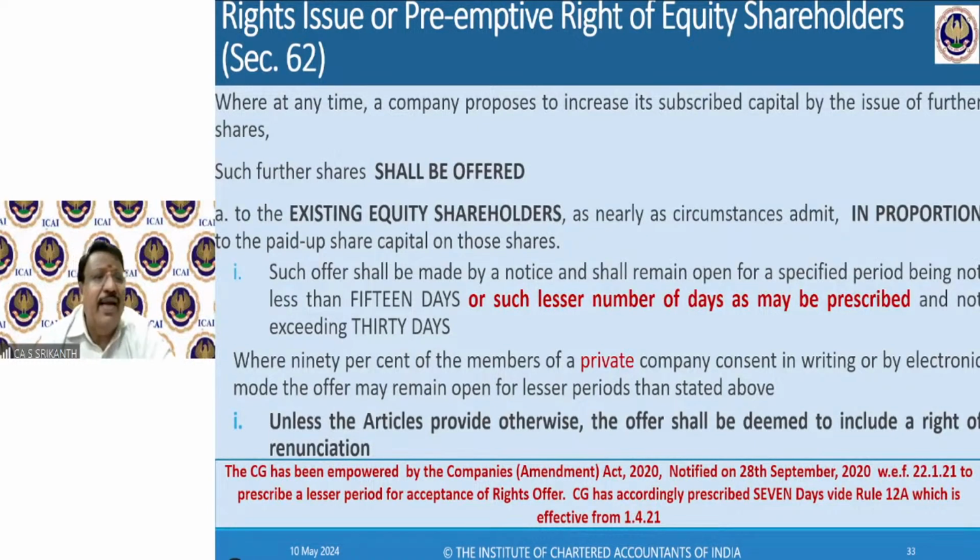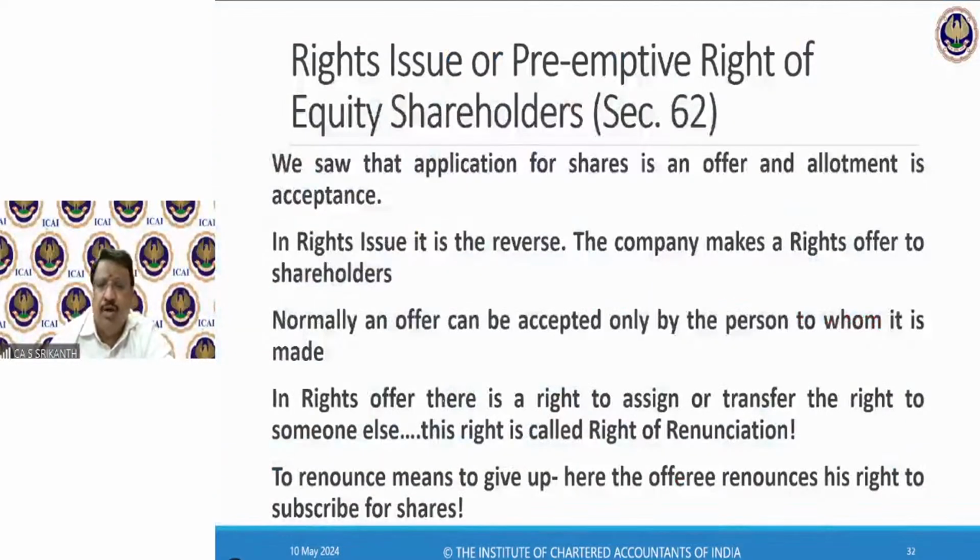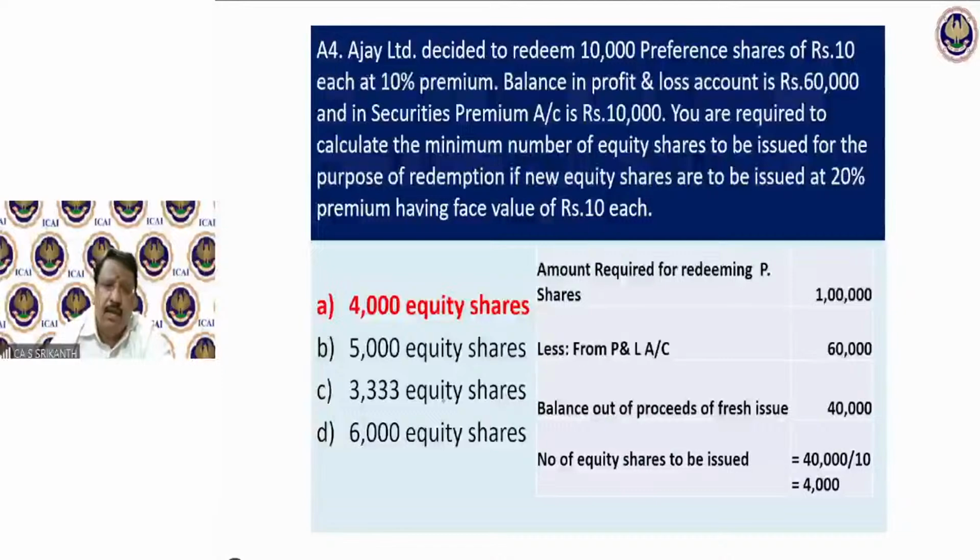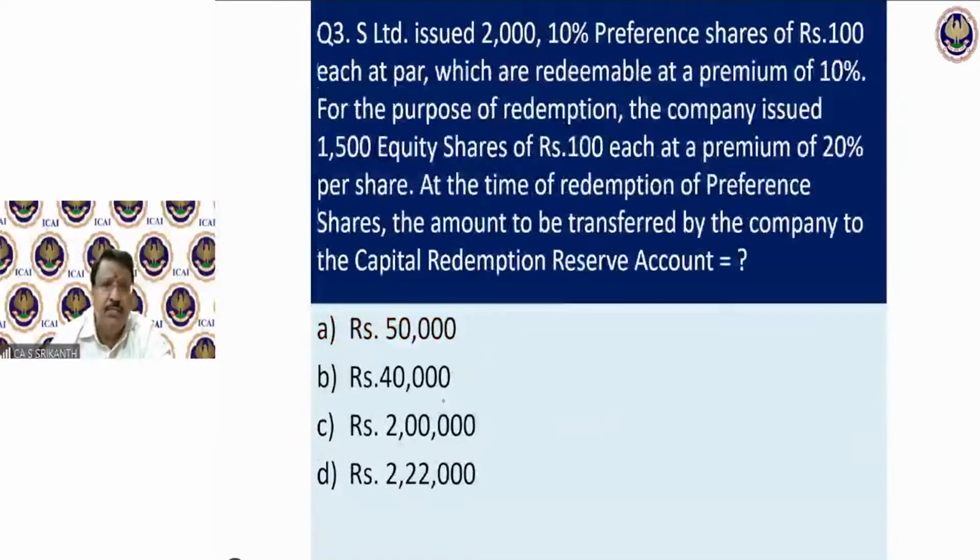Now, where 90% of the members of a private company consent in writing, the offer may remain open for a lesser period than stated. Okay, normally 7 days. Reliance rights issue, I remember, it was open for 15 days.